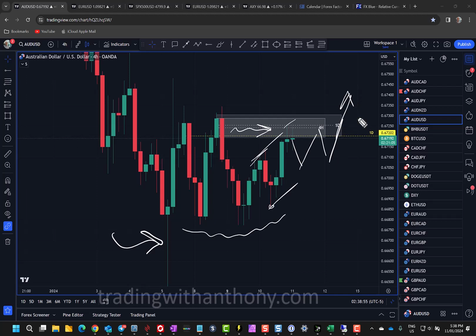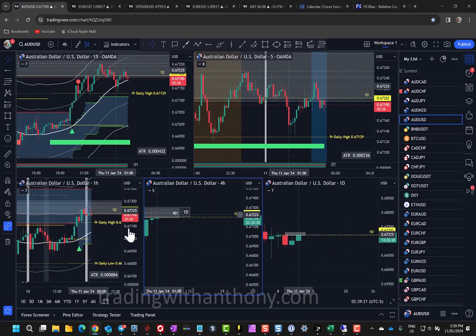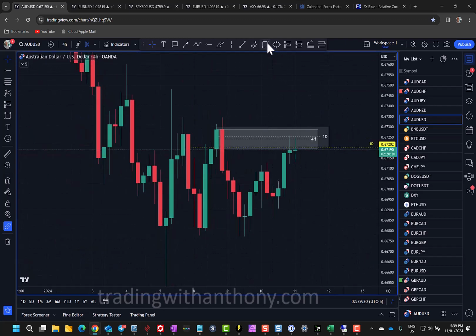And see how extended this is here from this low to this high. Okay, so I'm thinking a pullback into a discount zone would make a lot of sense. All right, so you want to be careful. You always want to have a look at price action and see what's going on. So that's the 4 hour. And the other thing we can do with this is mark up this candle down here, point of interest.